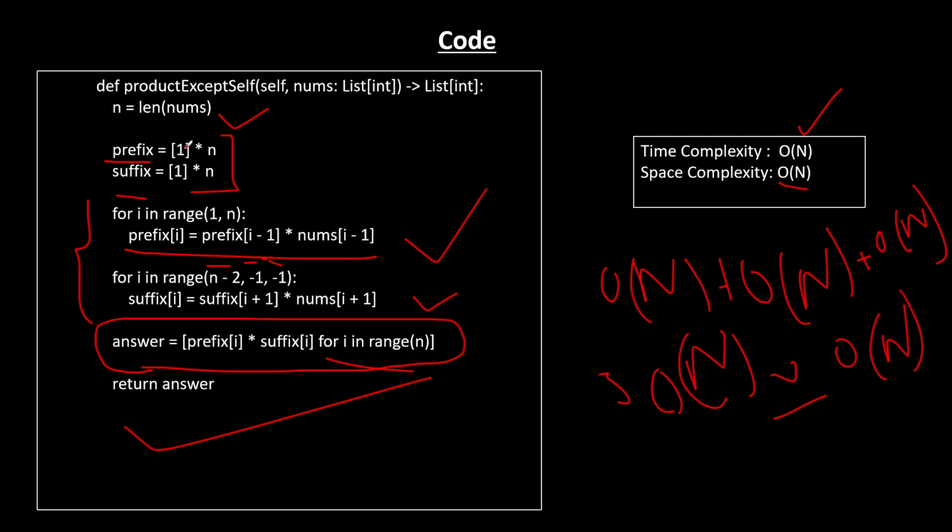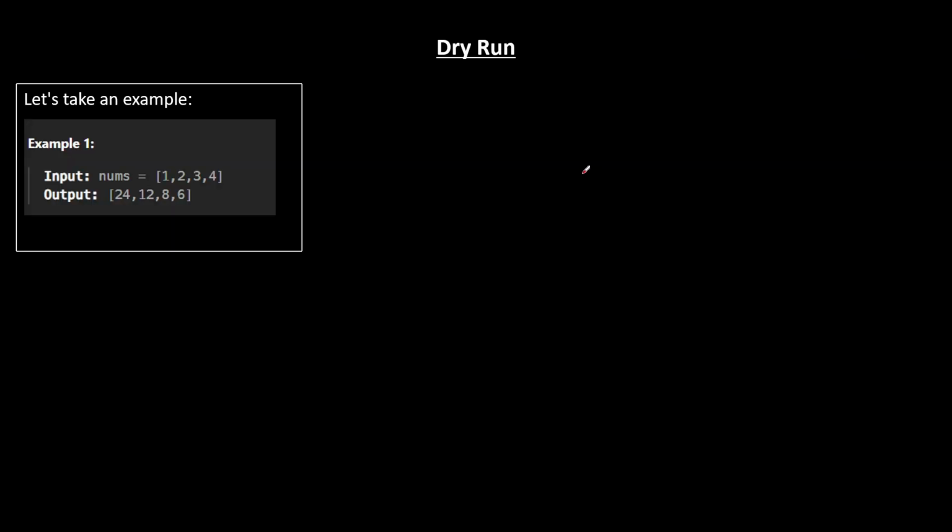Why? For prefix and suffix, we're having n size arrays, right? And we are returning an array answer also, which is also of n size. So if we add that, n plus n plus n, we get 3n, which is also similar to the space complexity of O of n. Now, since we have the understanding of the code, let's look at the dry run of the example. Now let's understand with the prefix one.